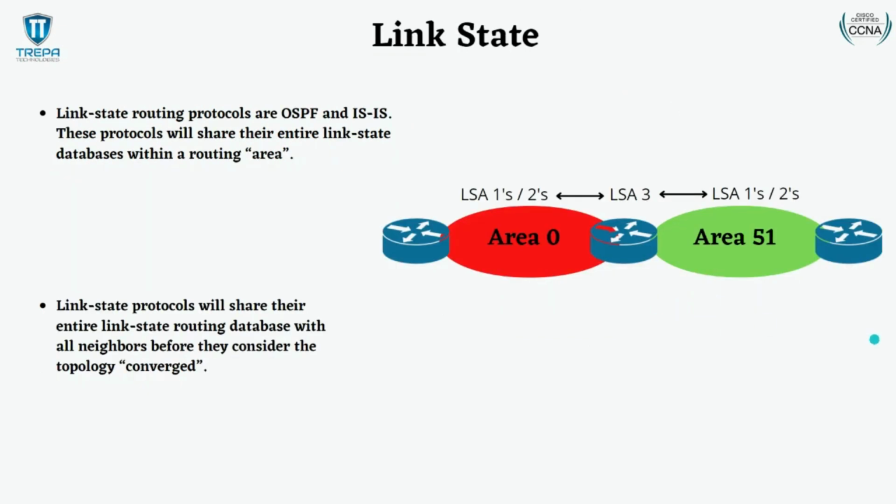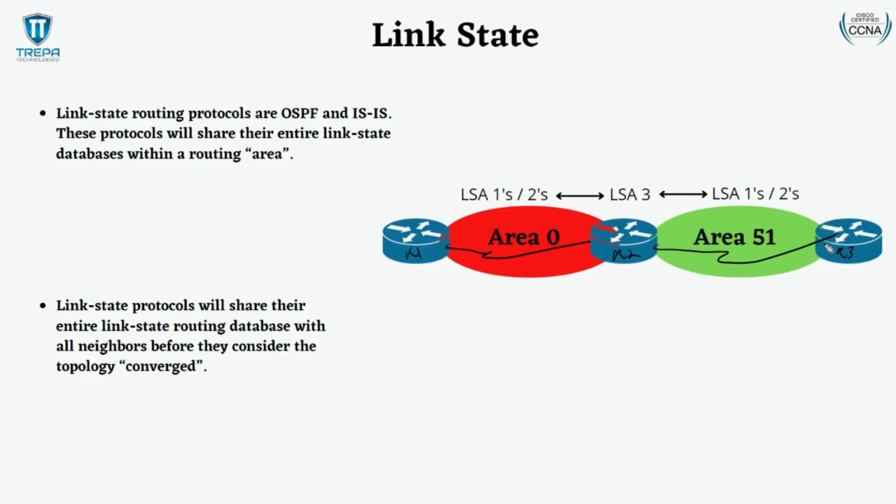Okay, now let's jump in to link state routing protocols. So link state routing protocols are going to be OSPF and ISIS. So these protocols will share their entire link state databases within a routing area. So what do we mean by that? So a link state routing protocol, it cares about, I know it sounds crazy, the state of that link, meaning these links here between these routers.